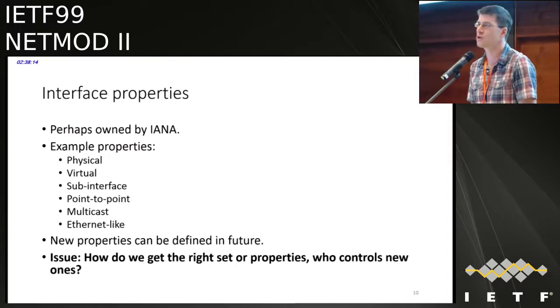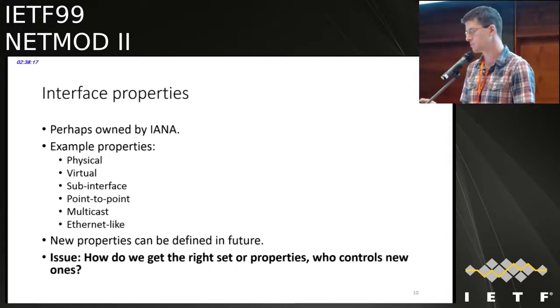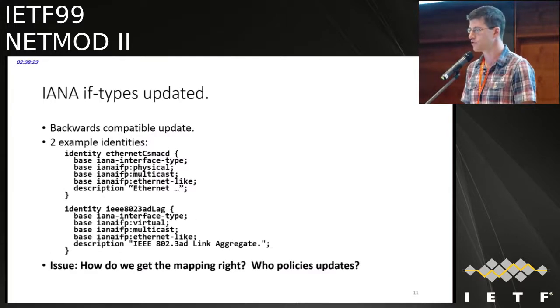There's a question as to who would manage or own these properties. Would it be IANA? Would it be a more expert group that needs to manage these? Once you've defined those as identities, you can then use those in the IANA ifType.yang. Today there's a flat list of identities, and I'm proposing that these get extended to also derive from the interface properties that those particular interface types have. So if it's an Ethernet interface, it would say I have the property physical, I do multicast, and I'm Ethernet-like. Or if you have a LAG interface, it might say I'm a virtual interface, I also support multicast, and I'm also Ethernet-like.